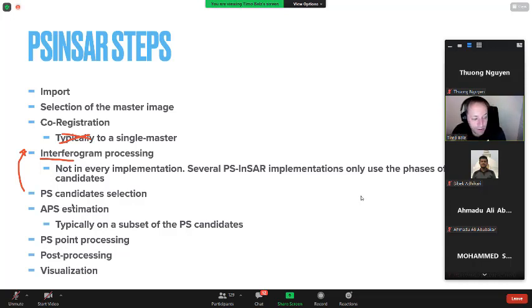And then after we remove the atmosphere, we process all the points.